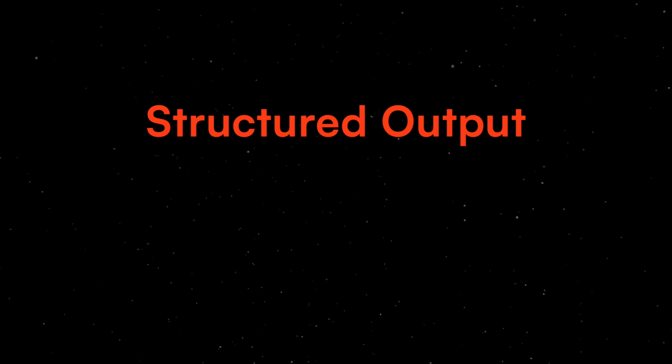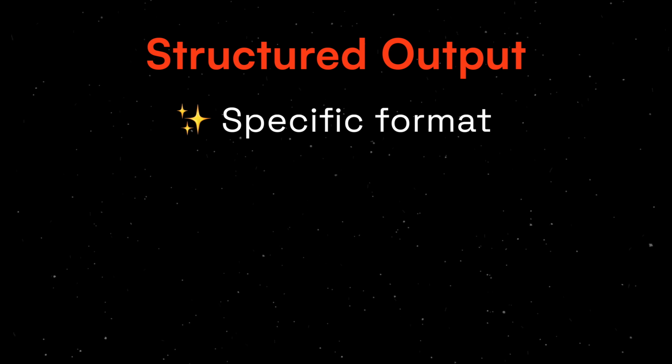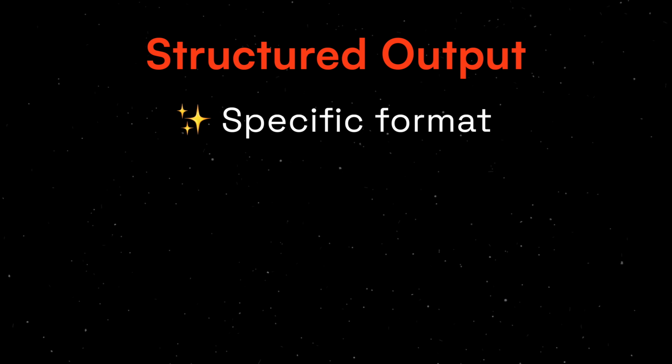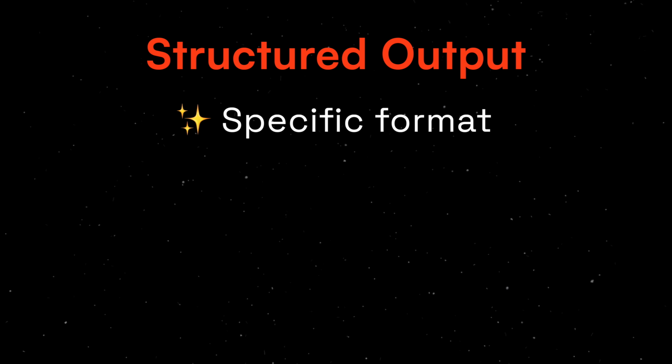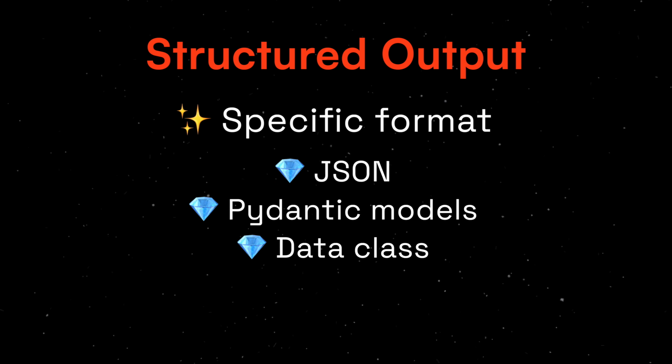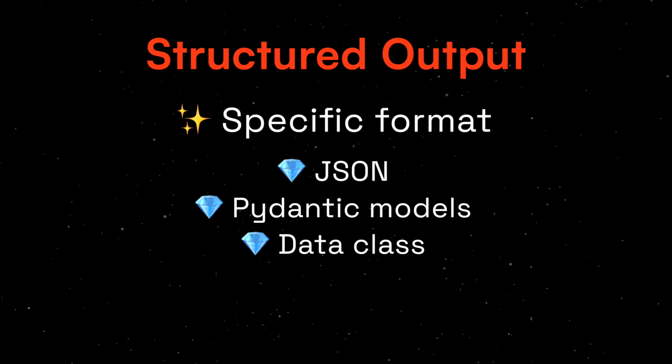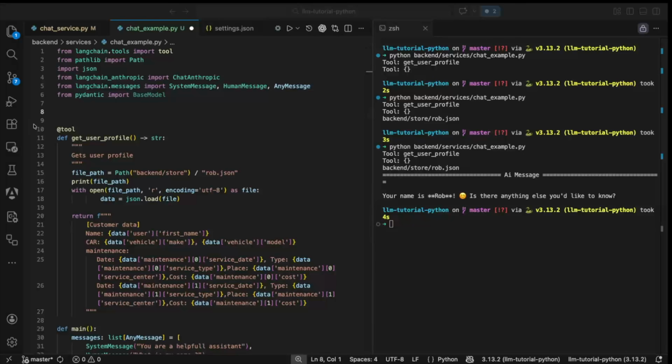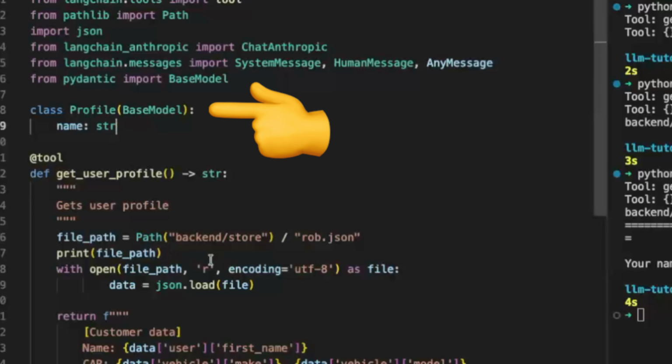Structured output allows agents to return data in a specific, predictable format. Instead of parsing natural language responses, you get structured data in the form of JSON objects, Pydantic models, or data classes that your application can use directly. Let's start by creating a Pydantic class with a name property.